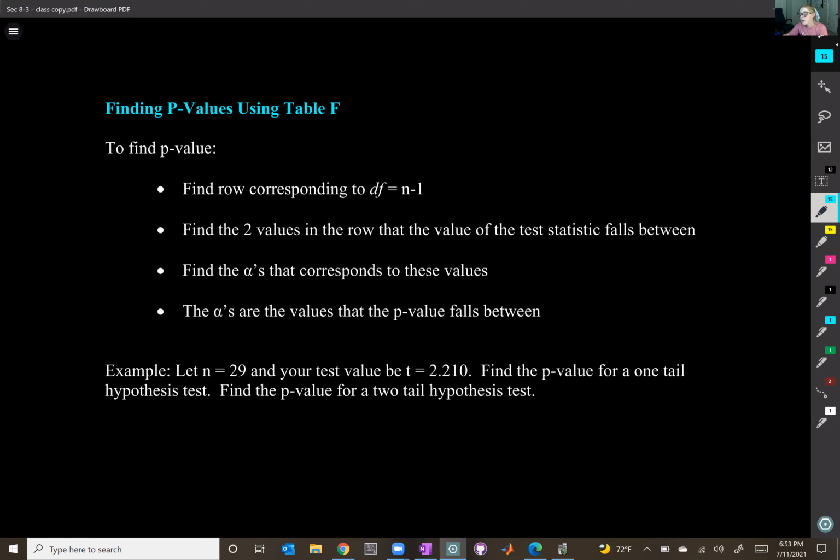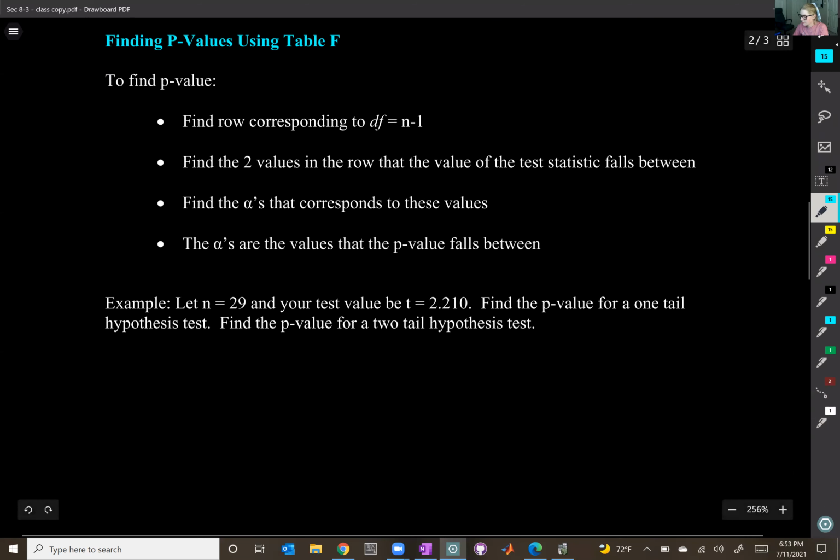A little bit different. So to find the p-value, first, find the row corresponding to the degrees of freedom. Then you're going to find the 2 values in the row that the value of the test statistic falls between. And then you're going to look at the alphas that correspond with those, and those are the alpha values that the p-value is between. Okay, let's just do some examples so you can get some practice with this.